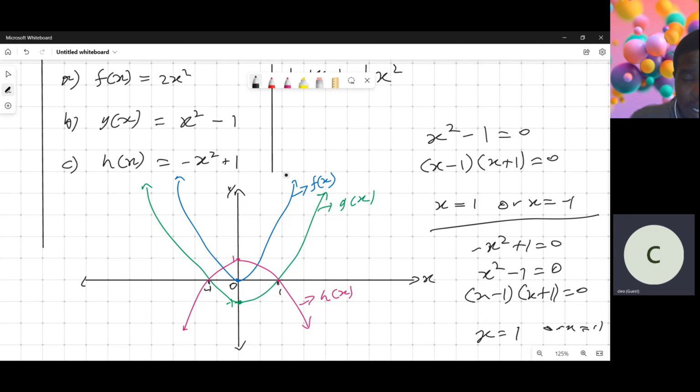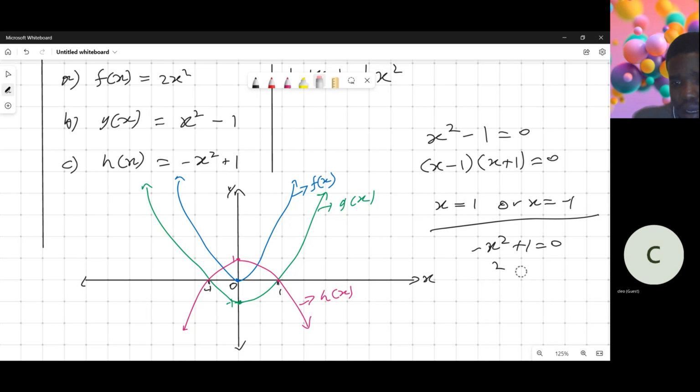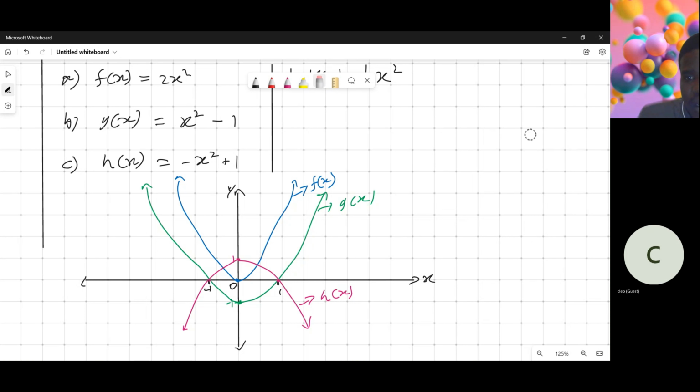Okay. Then let's move to our last graph there, number D. K of x is equal to 1 over 2x squared. So what do we recognize here?